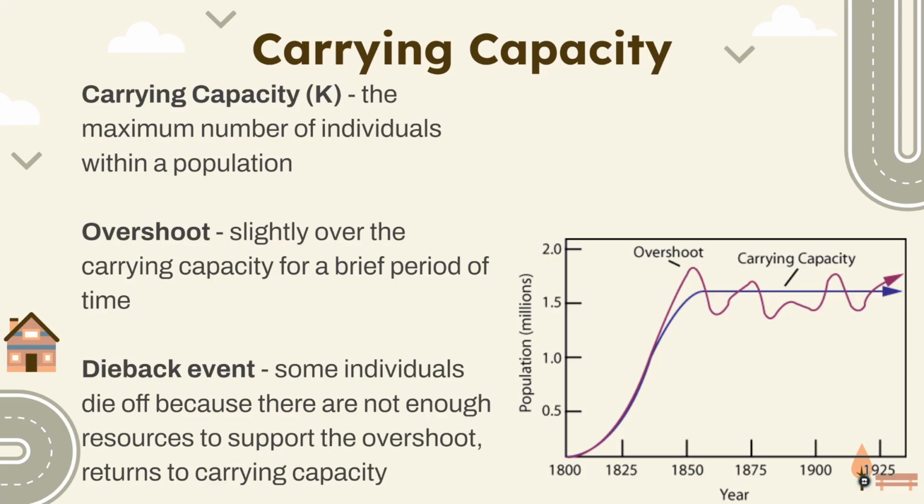The carrying capacity, recognized by the capital letter K, is the maximum number of individuals that an environment can sustainably support within a population. This is represented by the stable horizontal line on the graph. Sometimes a population temporarily goes into overshoot, growing slightly over the carrying capacity for a brief period of time. Since the environment cannot support this many individuals long term, this is often followed by something called a dieback event, where some of the individuals die off due to a lack of resources and the population drops back down towards the carrying capacity.